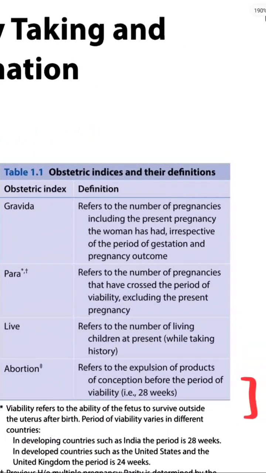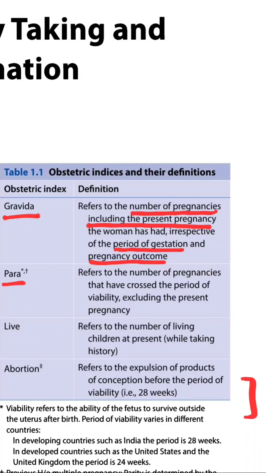So first, what is gravida? Gravida refers to the number of pregnancies, including the present pregnancy, the woman has had, irrespective of the period of gestation and the pregnancy outcome. So it includes the present pregnancy also. This is important: irrespective of the period of gestation and pregnancy outcome.